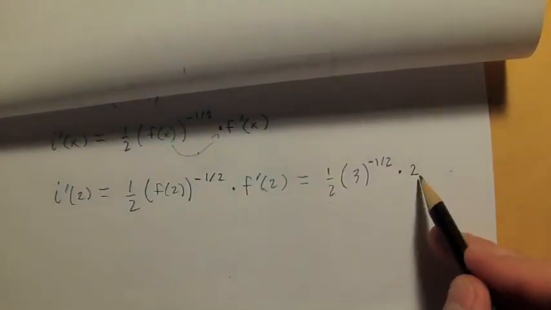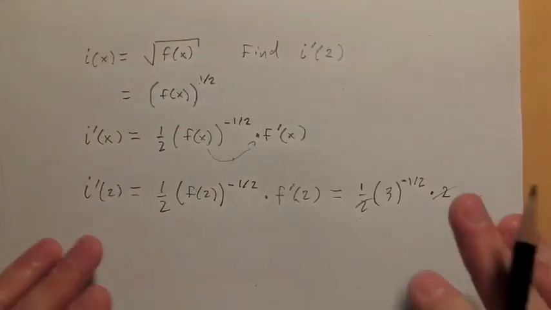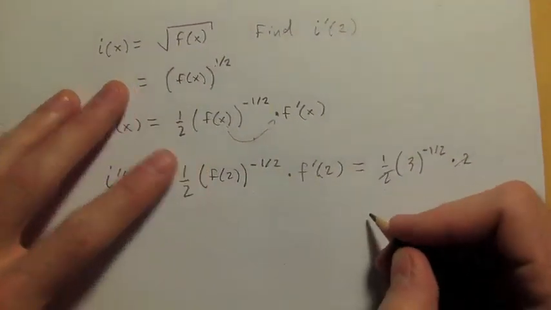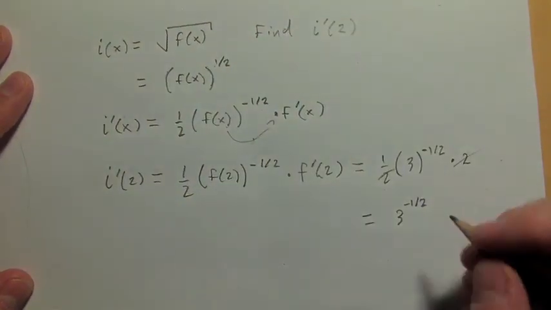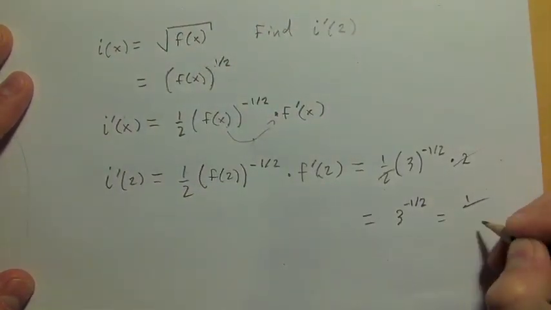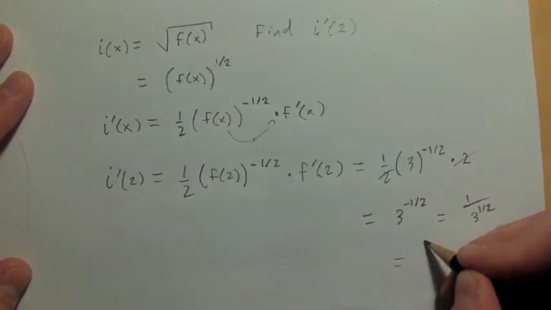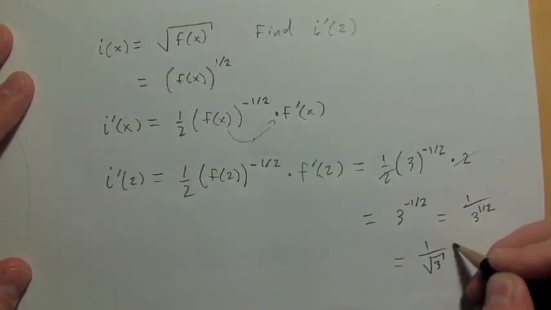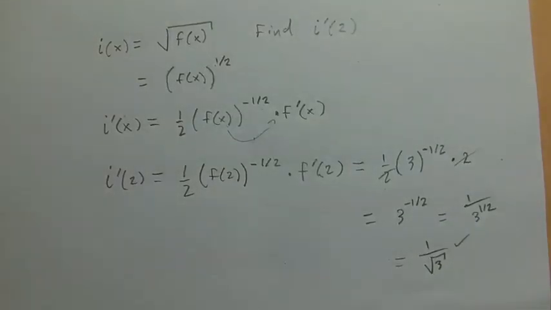Okay, and hey, that 1/2 and that 2, they cancel. Sorry about that. And so I basically get 3 to the negative 1/2. And if I wanted to simplify that, that's 1 over 3 to the 1/2, also known as 1 over the square root of 3. And we can just leave it like that if we like. Okay. And there you go.